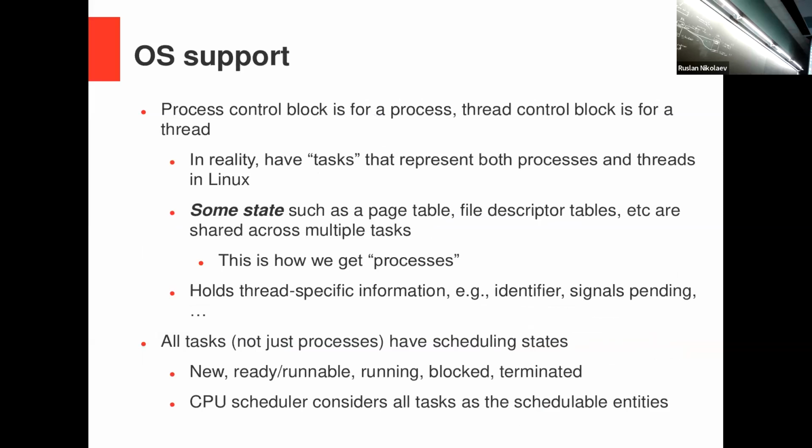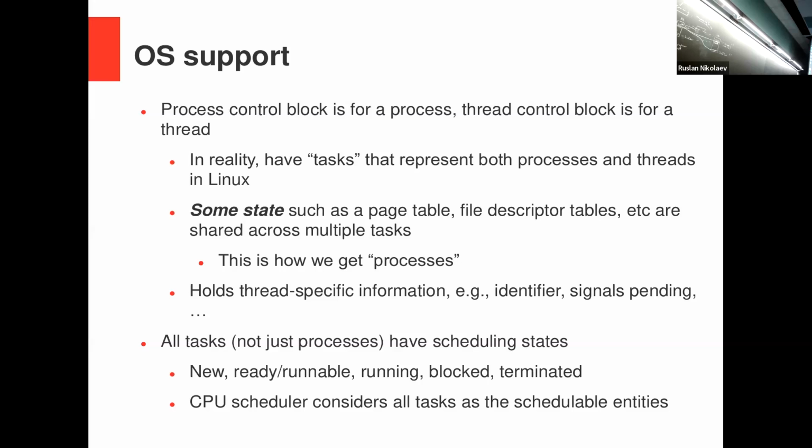So in terms of the OS support, what do we have? As I said, in reality, Linux doesn't really differentiate between processes and threads fundamentally. So when we say process control block, thread control block, we actually have an actual task, right? For each task, we have its own state. And especially because it's the one-to-one model, that's natural, so that every thread has its own task.